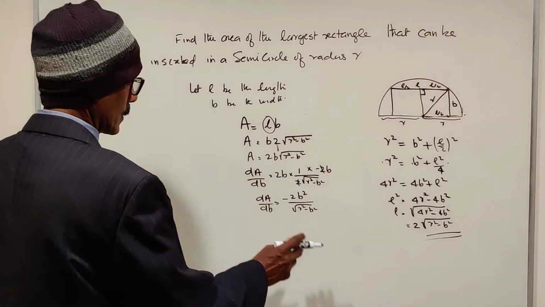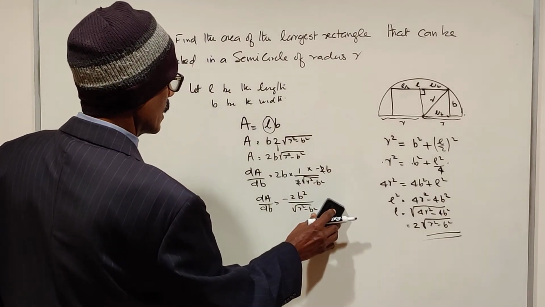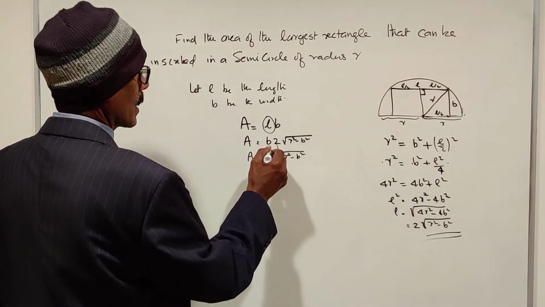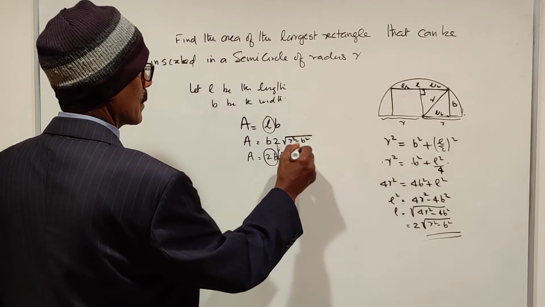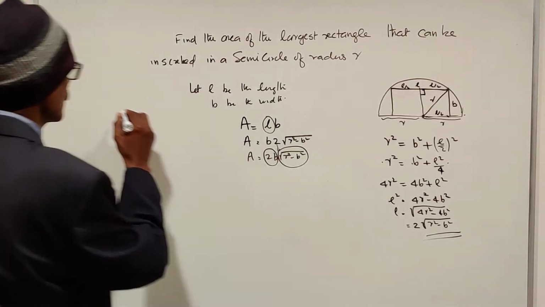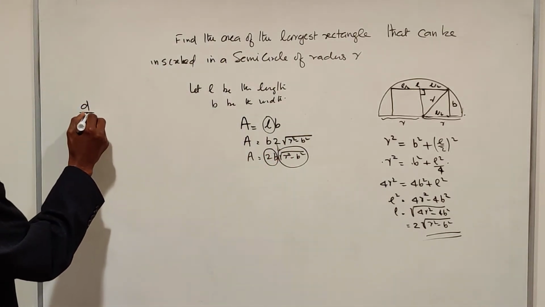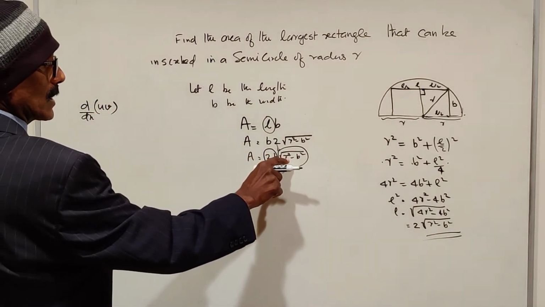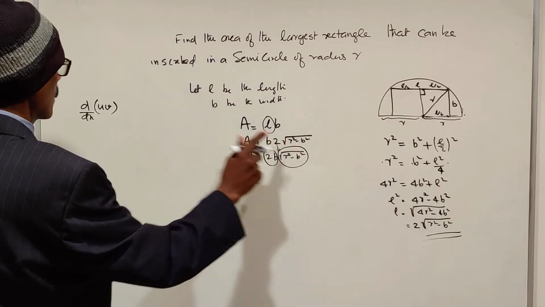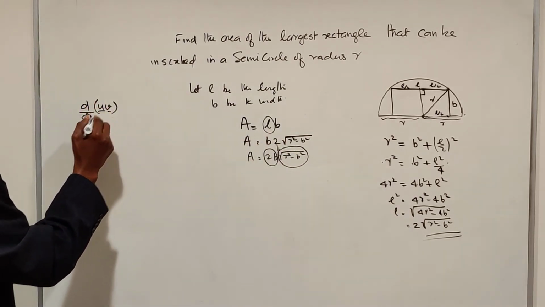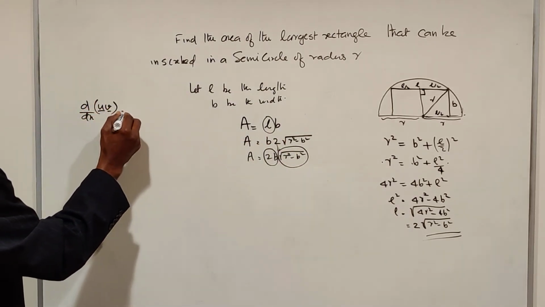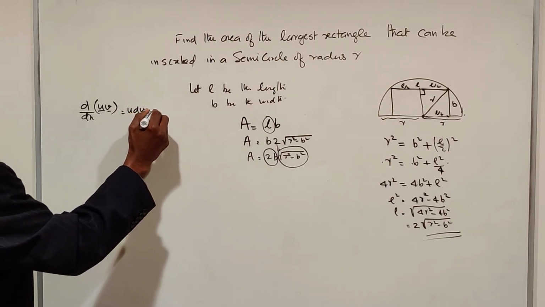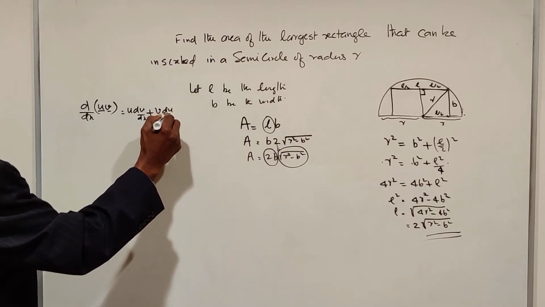Sorry. Here b is not a constant. Here there are two functions. One is 2b and the other one is square root of r square minus b square. What is the derivative of uv? Here r is the constant. b is the variable. There are two functions here. What is the derivative of uv? u into derivative of v plus v into derivative of u, right?